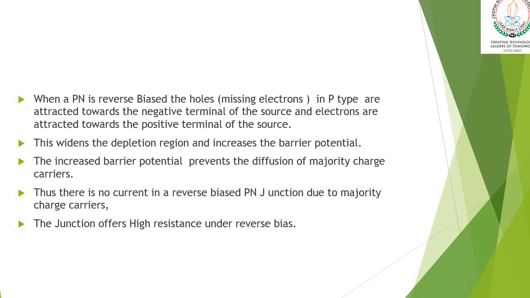So what happens? The electrons are not able to cross this junction and come out of the p-type to the external circuit. So there is no flow of current. Thus there is no current in a reverse bias PN junction due to majority charge carriers. The junction offers high resistance under reverse bias. This is the concept of reverse bias that we have discussed.